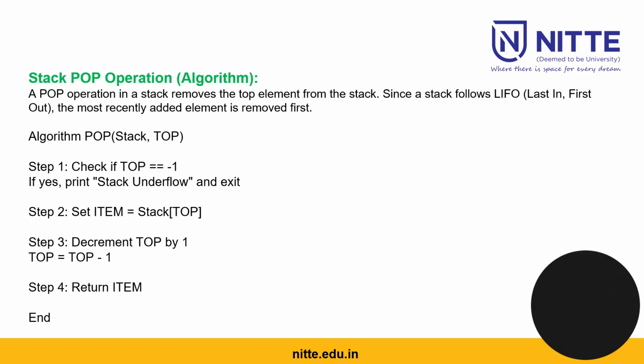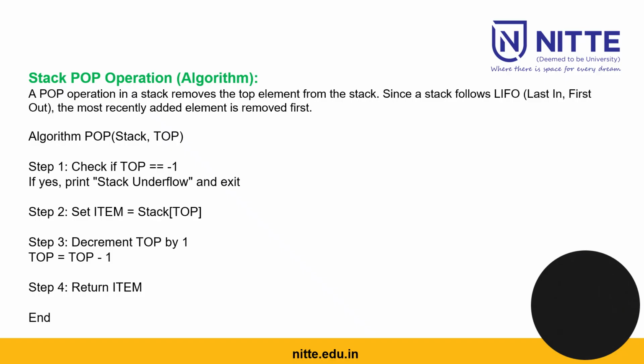So the algorithm for this pop operation is like this. The name of the algorithm is pop, and for this pop operation we give two parameters. One is stack and another one is top. You can see here the algorithm: pop is the name of the algorithm, and stack and top are parameters that we are going to supply to this pop operation. It will take these two as input, and then it will start deleting the element, or popping elements, from the stack.